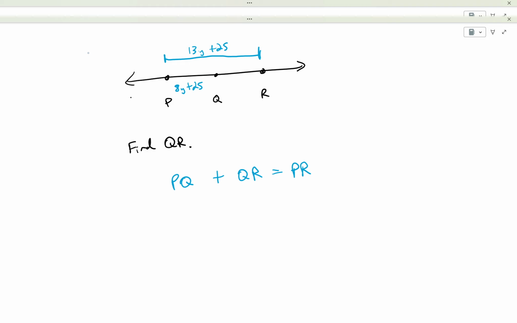Second, substitute the values that we are given. PQ, we're given as 8y plus 25. QR is our unknown. PR, we're given as 13y plus 25. All right. And then we solve. We're going to subtract first, 8y. Please do these one step at a time. Algebraically, it's problematic if you start trying to combine steps. So first, do your variable subtraction. Then 25 plus QR.